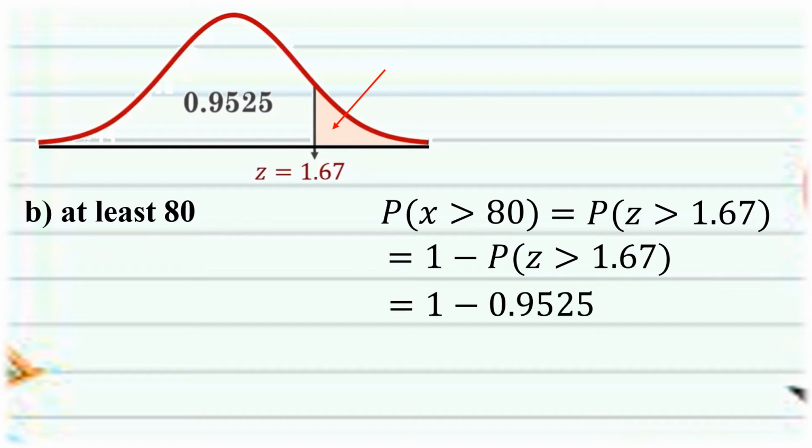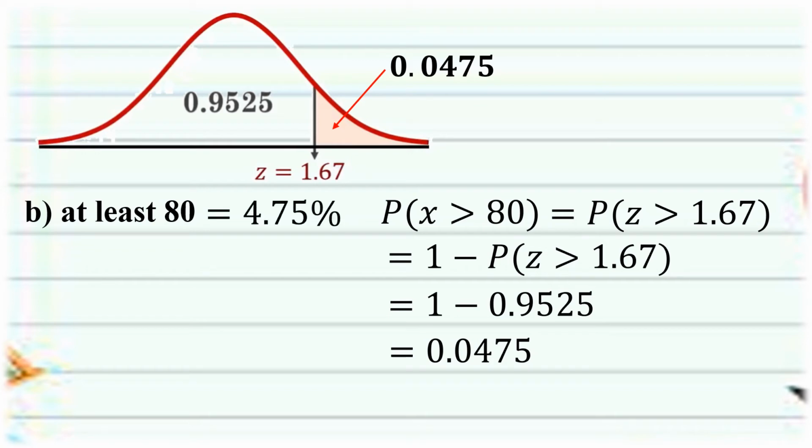So 1 minus 0.9525, which is equal to 0.0475. So this shaded area is equal to 0.0475. Since we are going to compute for the percent, times 100%, it is equal to 4.75%. So the scores at least 80 is equal to 4.75%.